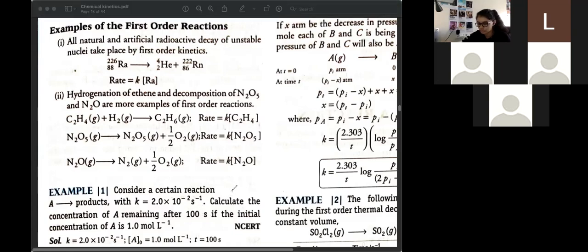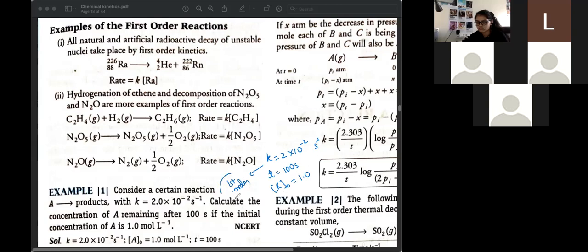Okay, so consider this reaction. A gives products, K is given as 2 into 10 power minus 2 second inverse, meaning it is a first order reaction. Then calculate the concentration of A remaining after 100 seconds. So t is 100 seconds and initial concentration R naught is 1.0 mole per liter.